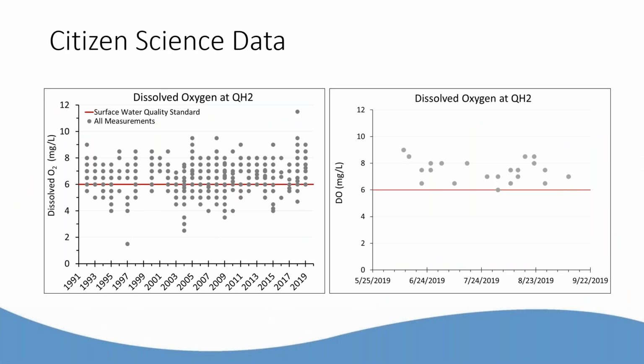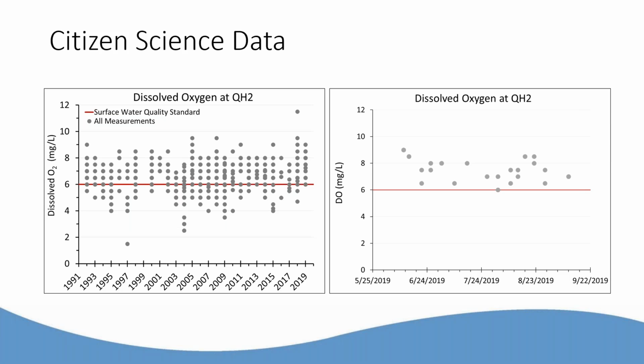Okay, so to have a look at that data, this is data from Quissett Harbor. On the left, there's the data from all the years that we've collected at station QH2. You can see the years on the x-axis, and we've got dissolved oxygen in milligrams per liter on the y-axis. The red line there is the 6 milligrams per liter line. That's our surface water quality standard, and you can see that we have plenty of values that fall below the 6 milligram per liter threshold.